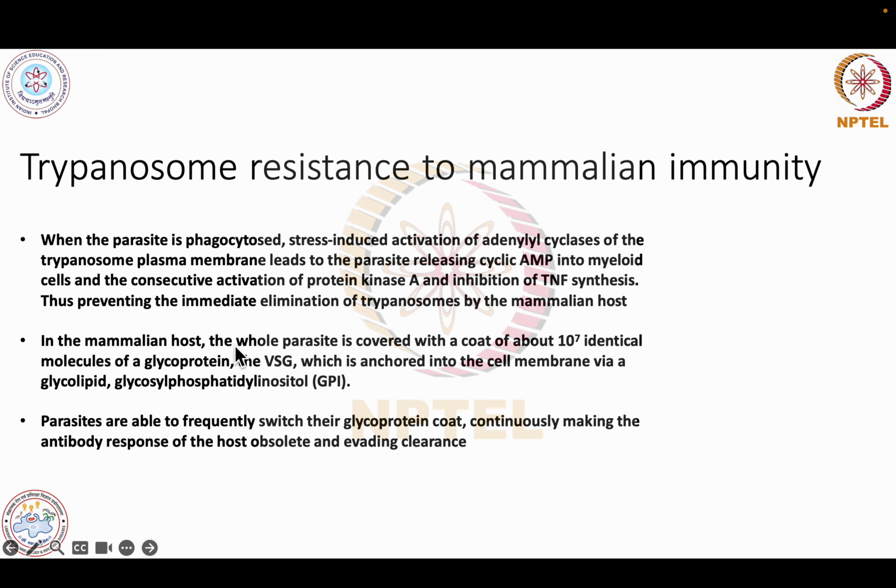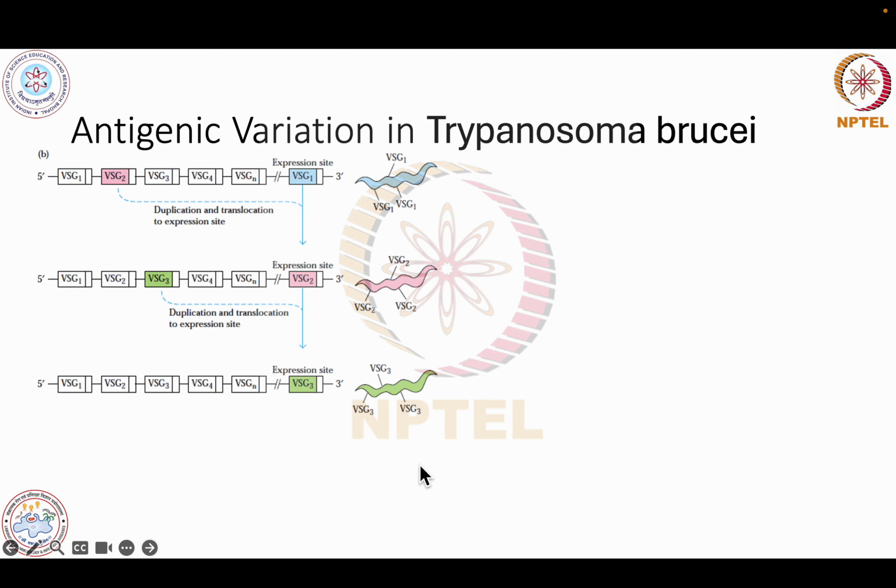In the mammalian host, the whole parasite is covered with a coat of about 10 to the 7 identical molecules of glycoprotein, the VSG, which is anchored into the cell membrane by a glycolipid, glycosylphosphatidylinositol. Parasites are able to frequently switch their glycoprotein coat, continuously making the antibody response of the host obsolete and evading clearance. Antigenic variation in Trypanosoma brucei.